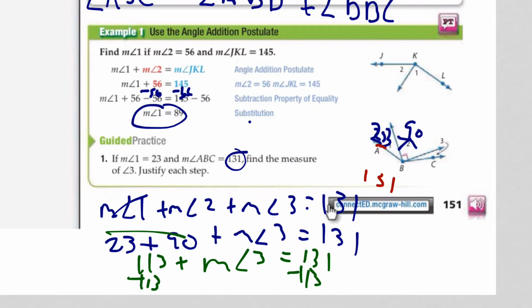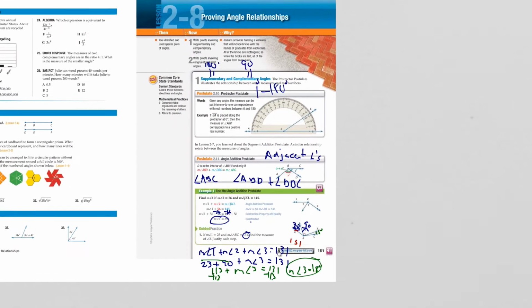And I end up with measure of angle 3 equals, let's see, 7 is 120, so 17, 18 degrees. And look, that looks about right, 18 degrees. And that's it, and I'm done. That's all you're going to be doing for your homework. Now let's go on to the next page.